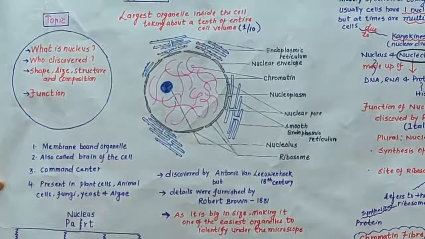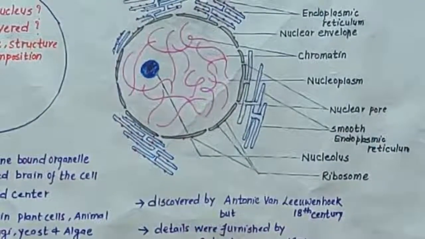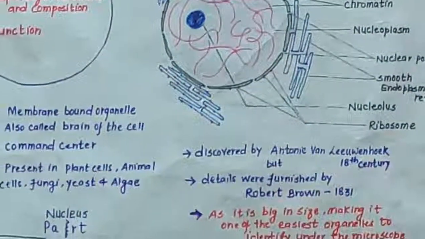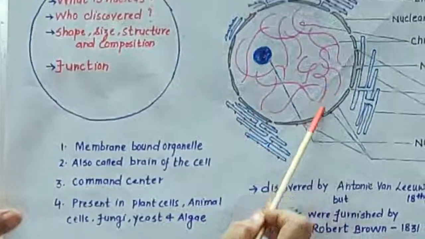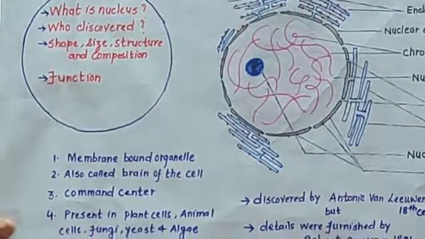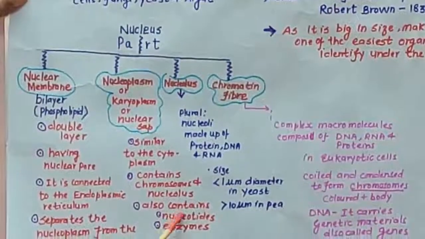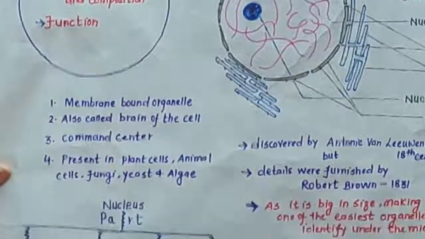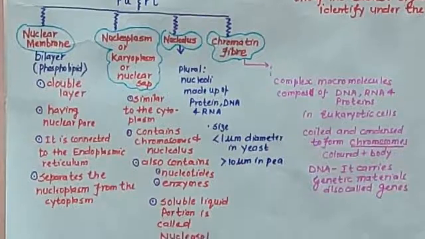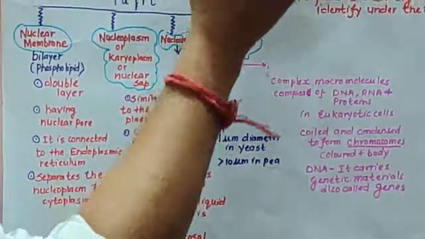Let's see what is inside this. Now, this is similar to cytoplasm, as I said. It contains chromosomes. You can see this structure. It contains nucleotides and enzymes. Soluble liquid portion is called nucleosome.